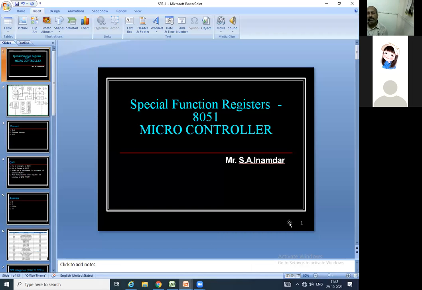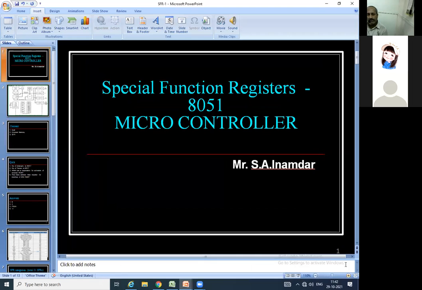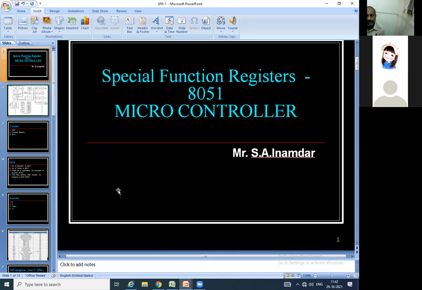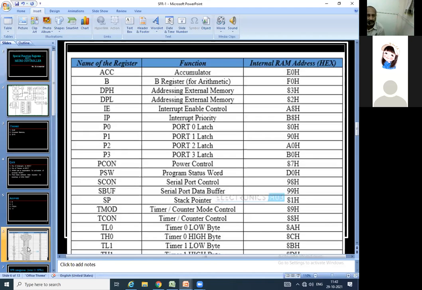which is nothing but the special function registers. Again, it is related with the memory, and the next part for the memory, that is the instructions and the programming. So this special function registers part is related with the memory. Let us go fast because we have already seen how the RAM is distributed, 128 bytes yesterday, or in the previous sessions. The lower 128 bytes and upper 128 bytes. So in lower 128 bytes, what is there and what is there in the upper 128 bytes?